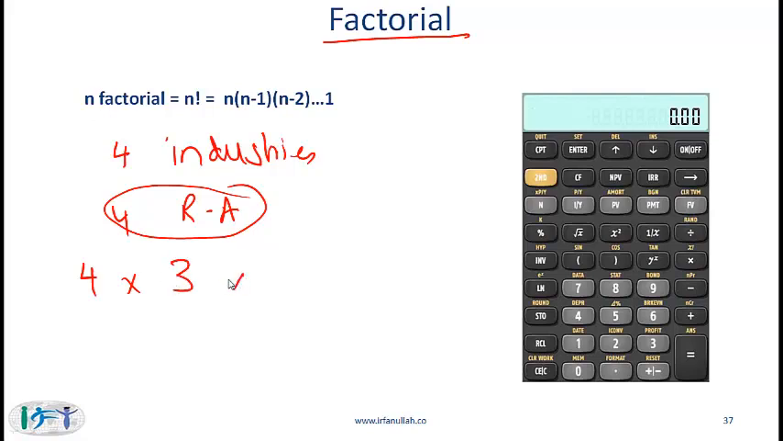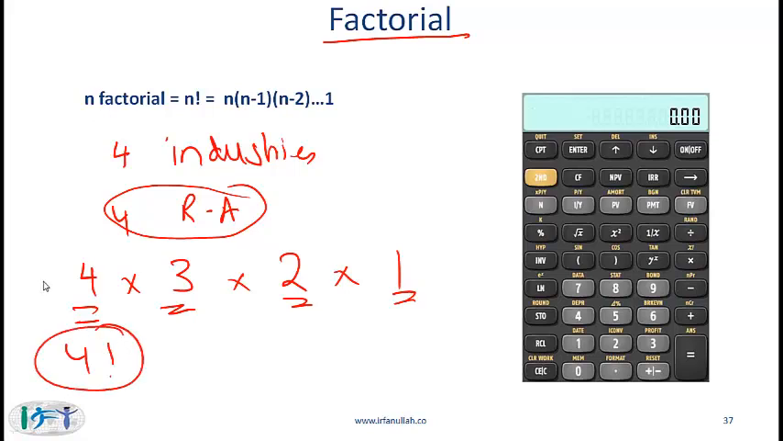Then we can assign the next analyst in 2 different ways, and then the final analyst will be assigned to the one remaining industry. So notice that with 4 different analysts, the total ways in which they can be assigned to industries is 4 times 3 times 2 times 1. This is also called 4 factorial for short. So 4 factorial is equal to 4 into 3 into 2 into 1.